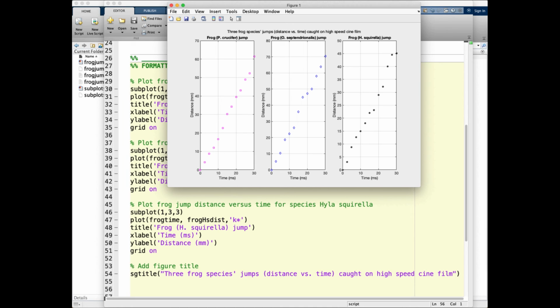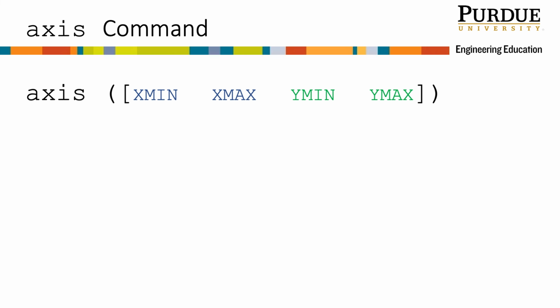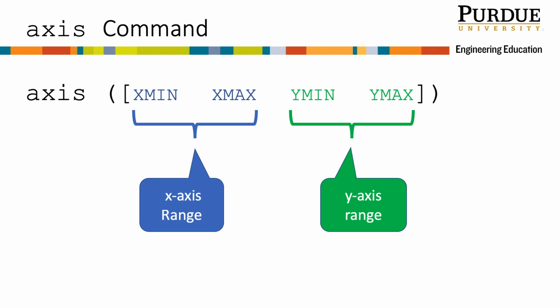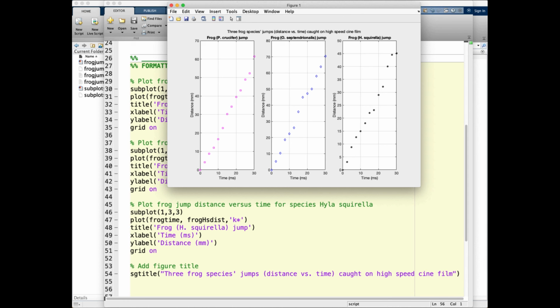I can make them all the same by managing the range of the axes. Axis is a command that can be used to manage the range of the x and y axes. It accepts a vector of four values. The first two values specify the range of the x-axis, and the second two values specify the range of the y-axis. I see that all three frogs' jumps are within 30 milliseconds, but I need a y-axis range between 0 and 80 millimeters to accommodate the Osteopolis septentrionalis frog.